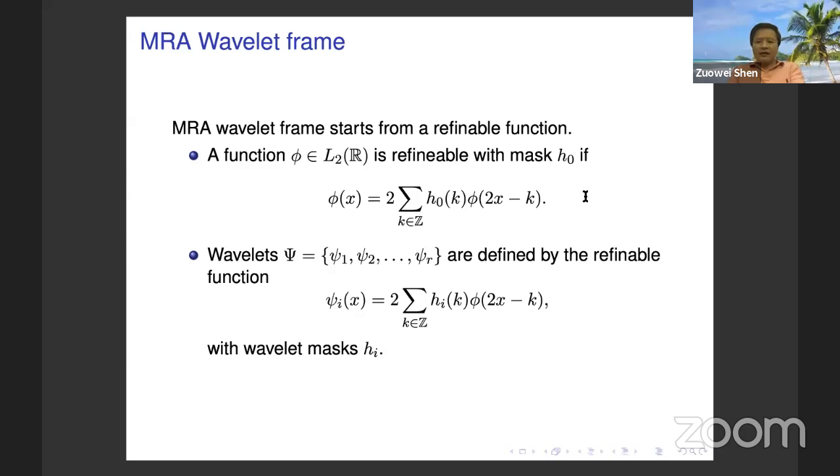With this refinable function, you can generate a multi-resolution analysis, and the wavelets can also be constructed from this phi. So how do we construct the wavelets? The wavelets are defined by phi, its dilation, and the translations of the dilation function. So you use the refinable function.